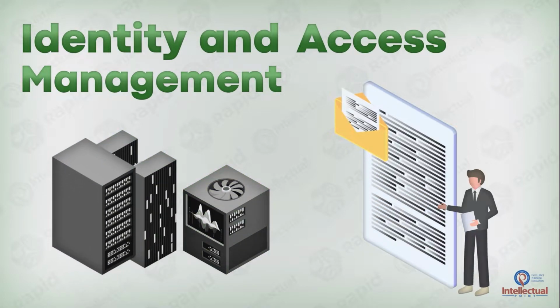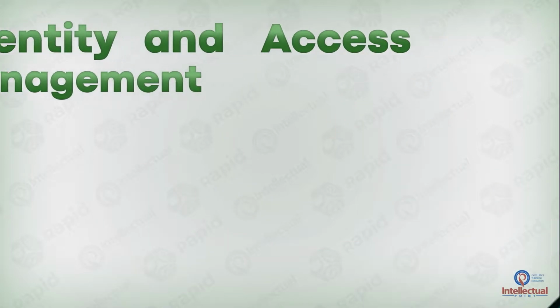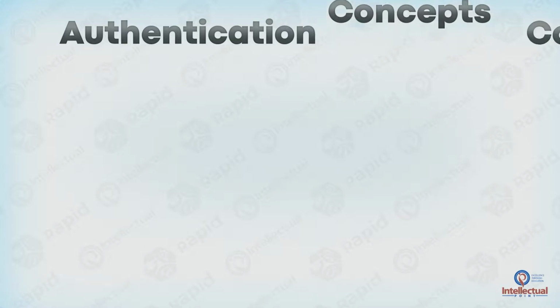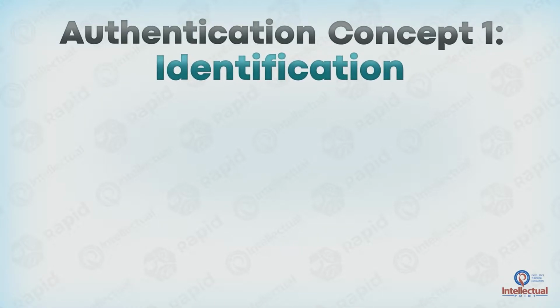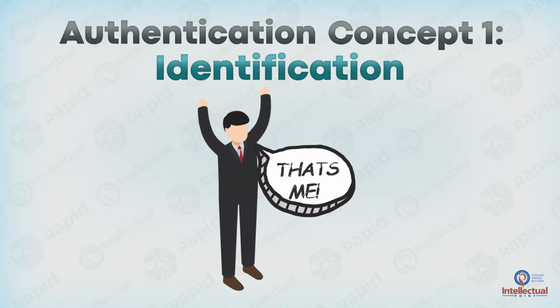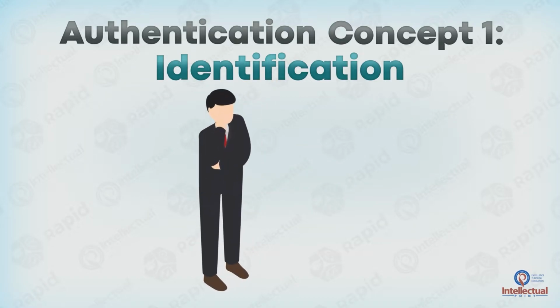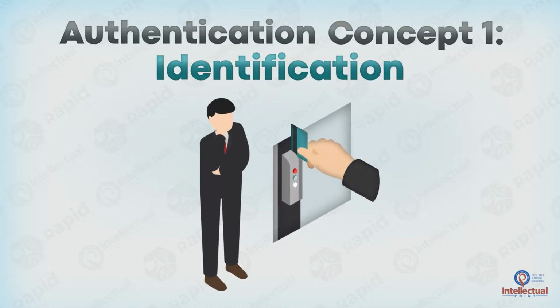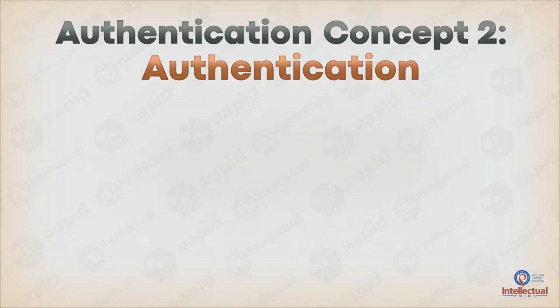But before diving deeper into today's topic, let's first explore some authentication concepts that we're going to be discussing during our video. The first one is identification. Identification occurs when a user claims or professes an identity. This can be accomplished with anything that can uniquely identify a subject, such as a username, a phone number, or a smart card. The next one is authentication.